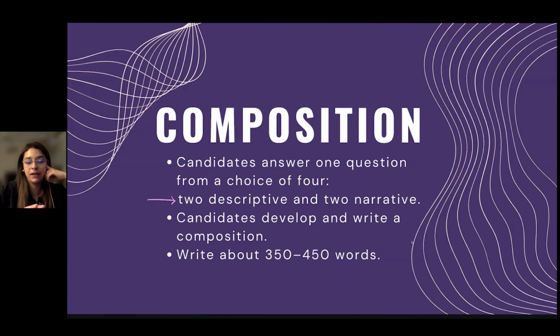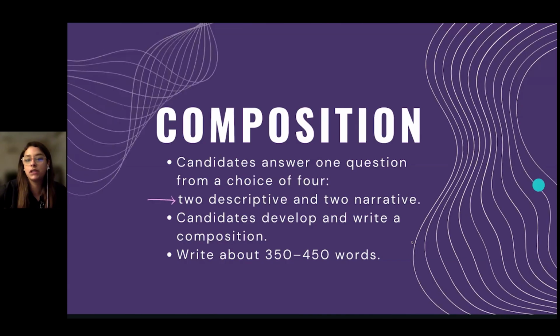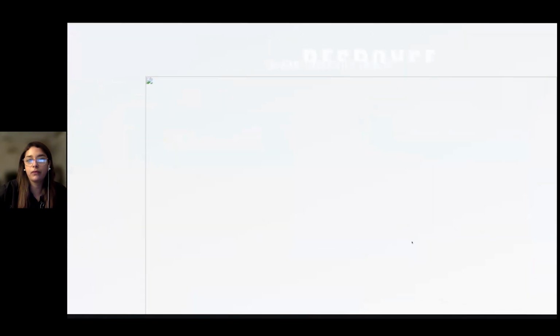Okay, so when we are talking about composition, narratives, and descriptive, you'll be given two of each and you have to pick one. So it's one response. You will only be writing one of them, 350 to 450 words. When we talk about composition writing, I will go over narratives first. Let's skip through the descriptive.